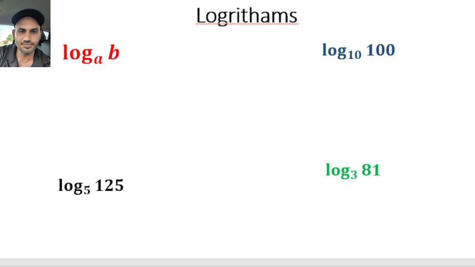So let's start with the very first one. Here we have a log of some number b with base a. So it's written right there. I'm going to point it with my pointer right here. This means it's a log. We're taking a log of some number b with base a. Okay, so that's how you're going to read this expression right here.